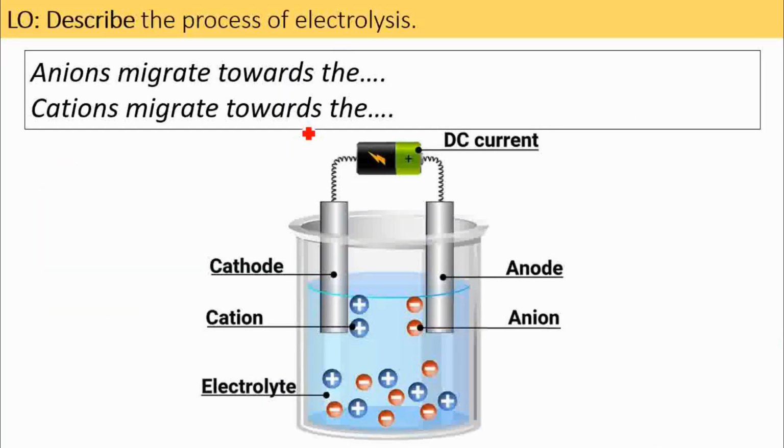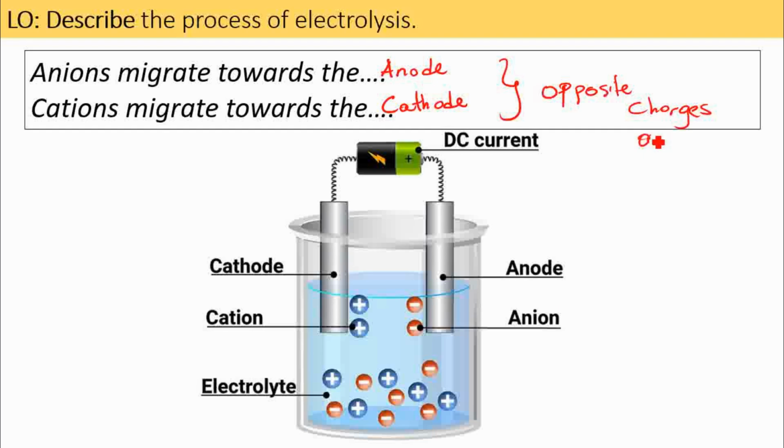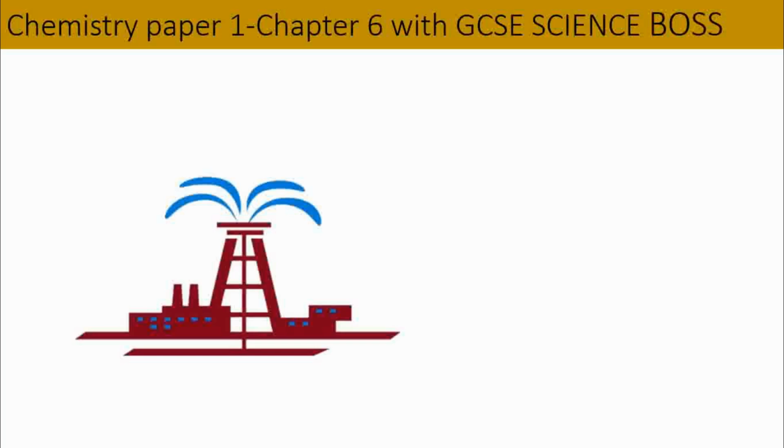As we said earlier, the anions, which are negative, are going to migrate towards the anode because opposites attract, and your cations, which are positive because cats have paws, will migrate to the cathode. Good. And the main reason for this is because opposite charges attract. So that's a key point that you need to get from this.